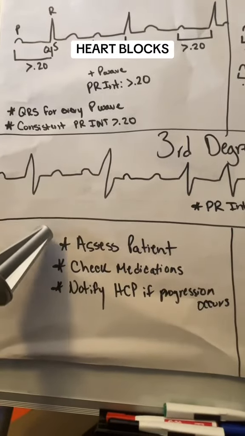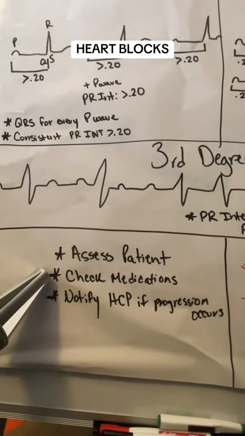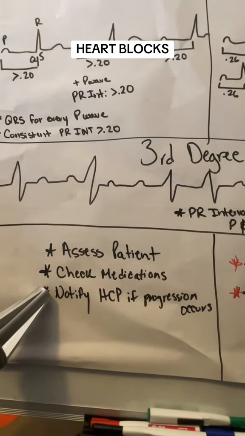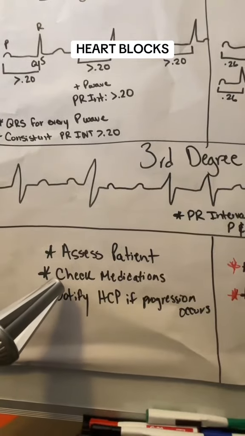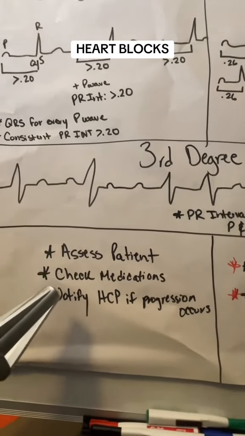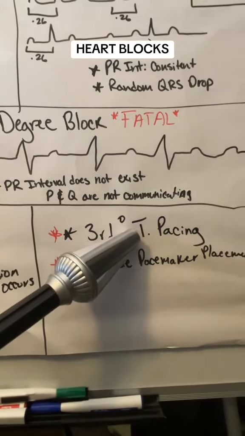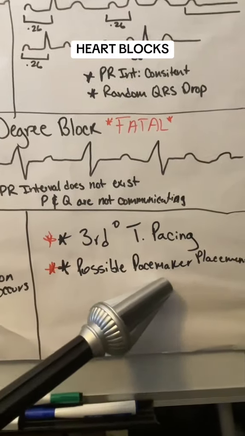So what should we do? We want to assess our patient. We want to check for medications to see if there are any medications that can cause this block. And we want to notify the healthcare provider of any progression. If you notice your patient is going from a first degree AV block to Mobitz type 2, your healthcare provider should be notified. Now for your third degree heart block, since it is fatal, you will need transcutaneous pacing, and this patient will be sent down for a possible permanent pacemaker.